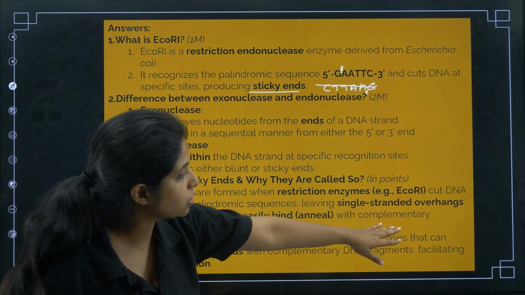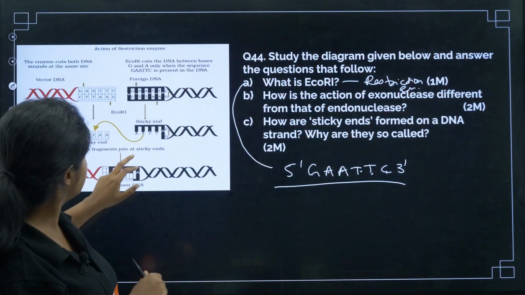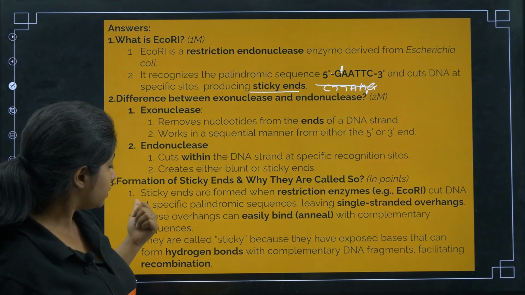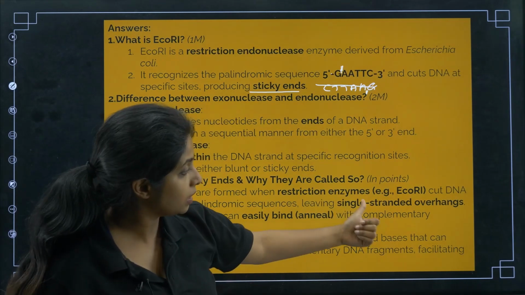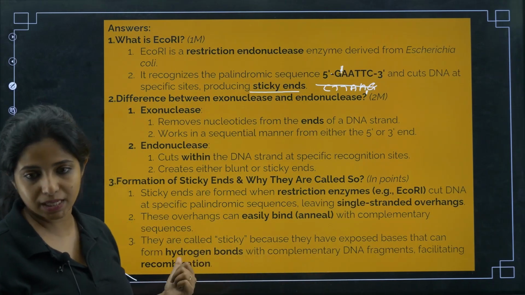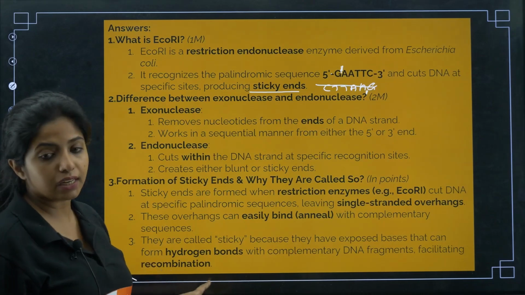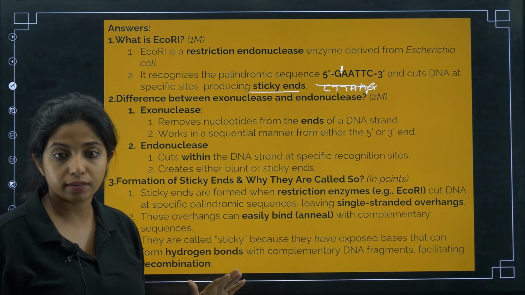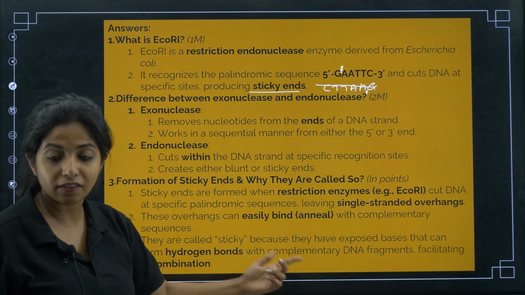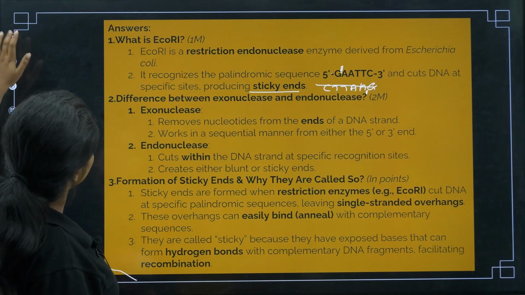Leaving single stranded overhangs, as you saw over here, they are single stranded and they are overhangs. These overhangs can easily bind with complementary sequences as well, and they are called sticky because they have exposed bases that can form hydrogen bonds with the complementary DNA fragments, facilitating the process of recombination. They are known as sticky because they have exposed bases that can form hydrogen bonds.